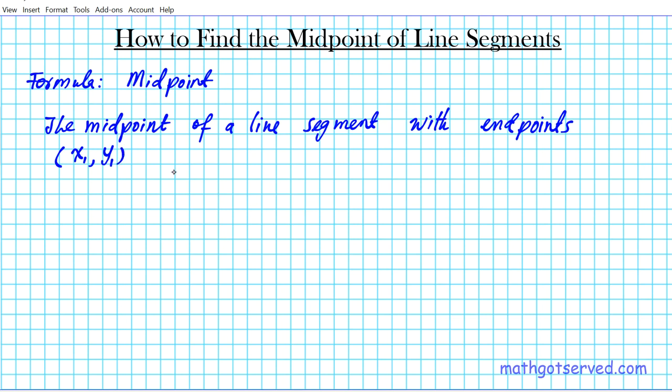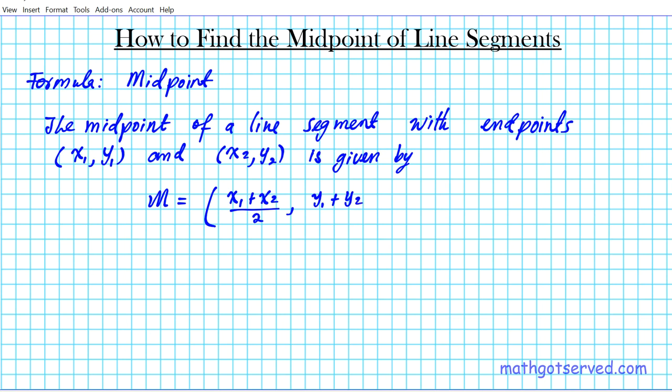So let's just say that the endpoints of the line segment are x1, y1. Now the index represents the position of the points from left to right. So x1, y1 basically means the first point, and then x2, y2 represents the second point. So the midpoint of that line segment is given by the formula. Let's just call the midpoint M. M is equal to x1 plus x2 over 2 for the x coordinate of the midpoint, and y1 plus y2 over 2 for the y coordinate of the midpoint.